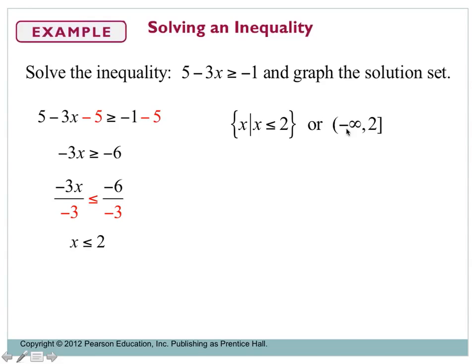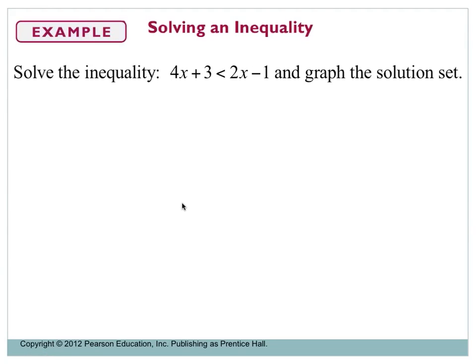This can be written as either x such that x is less than or equal to 2, that's set builder notation, or negative infinity to 2 with a bracket, that's interval notation. And again, if you want to graph this, x less than or equal to 2 means that you start at 2 and you shade to the left.